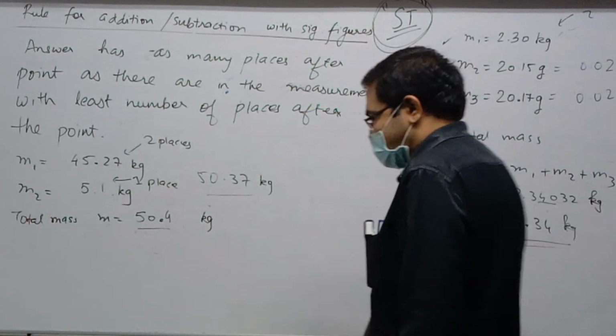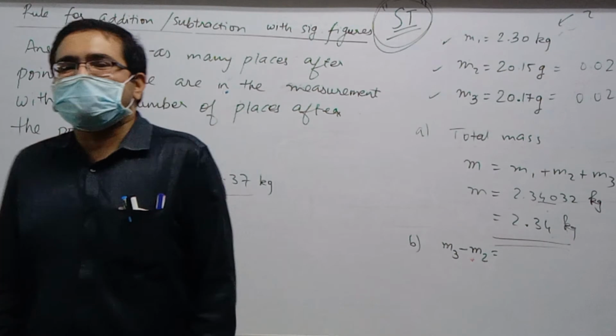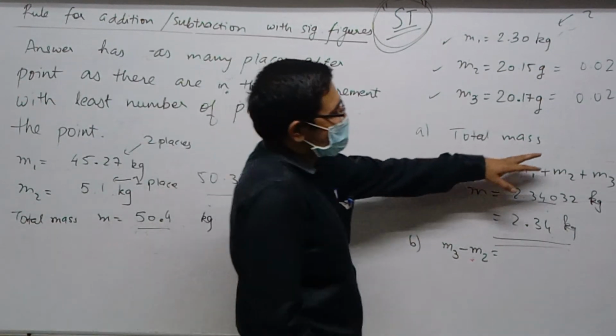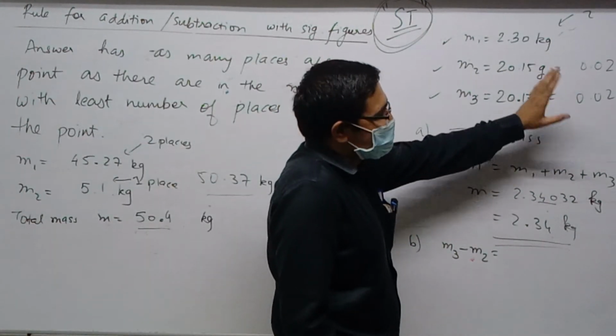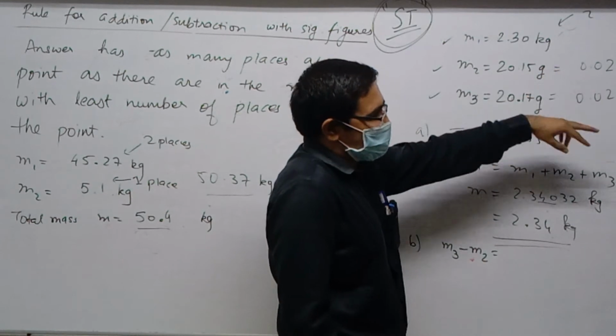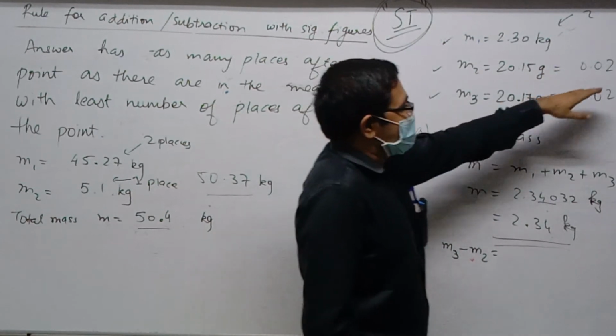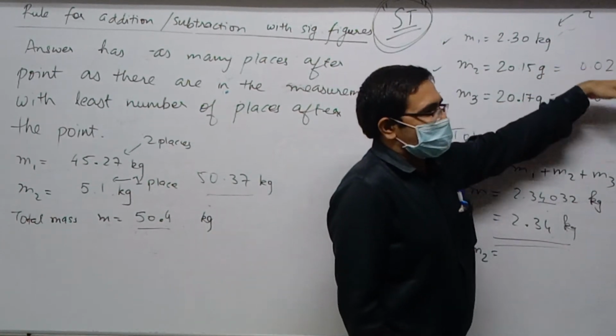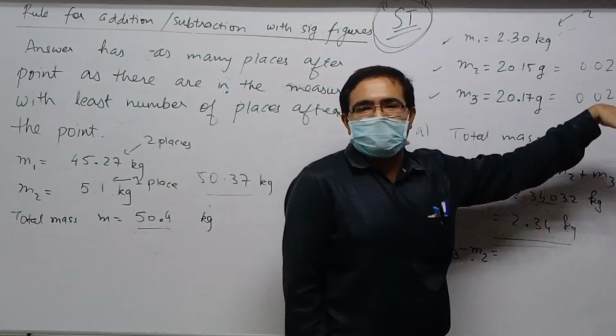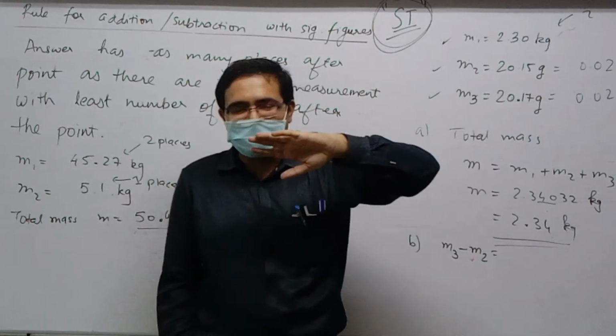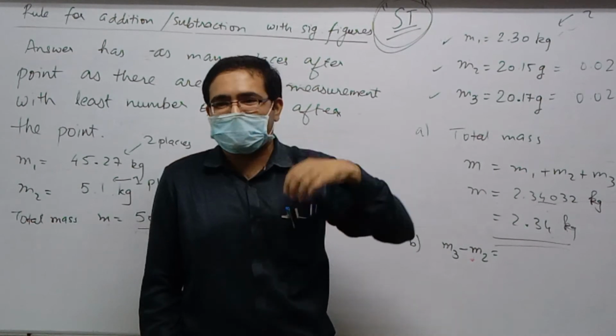Did you follow the rules, everyone? It should have as many places as in the number with the least number of places after the point. So this one has how many places after the point? 5. This one? 5. So the answer should have 5. Is that clear or not? Yes. Sure? Yes. Okay, so what's the answer?